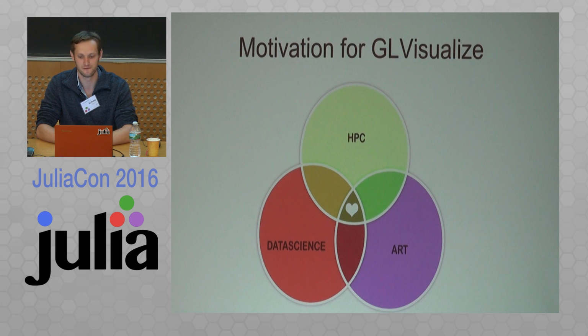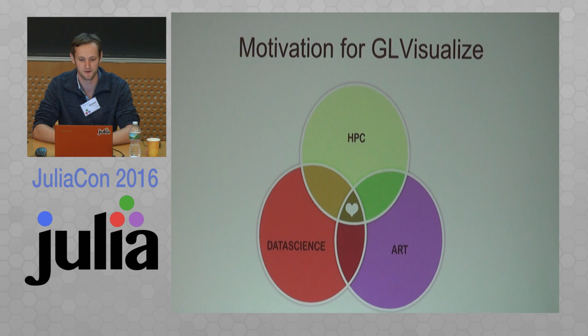So I have this very abstract motivation for writing GLVisualize, and I try to put it into this Venn diagram here. As you can see, there's high performance computing in one circle, art in another circle, and data science in another circle. And I've pretty much worked in all of these areas for a while. And so I know the disadvantages and advantages of these areas.